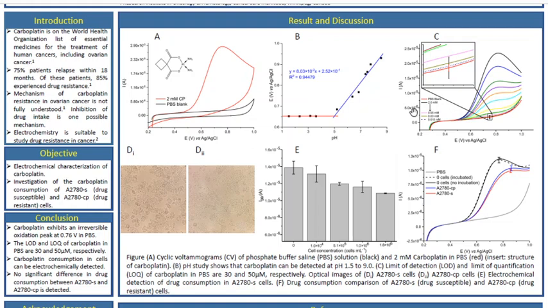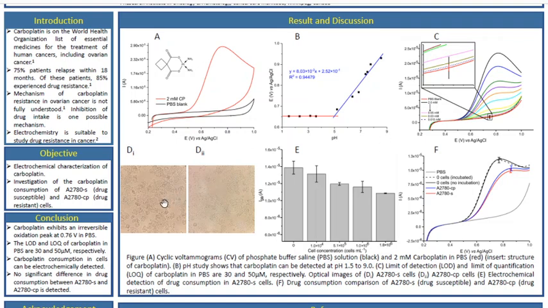Next, we want to see if we can detect carboplatin in low concentration in our body. Therefore, we lower the concentration of carboplatin, and as a result, the peak current decreases. This figure shows that we can detect carboplatin concentration as low as 30 micromolar.